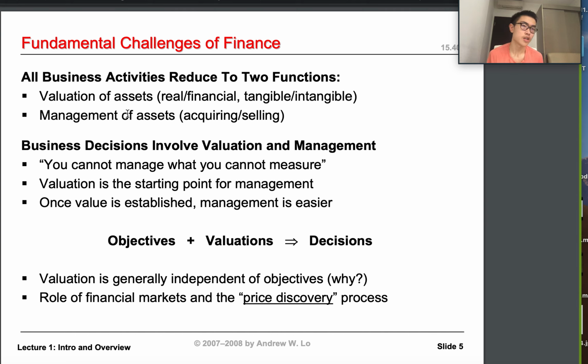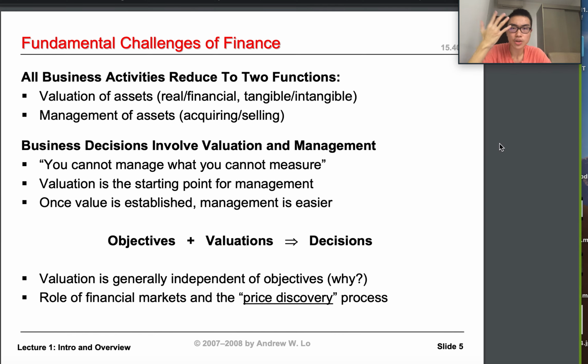Isn't it? If you don't get this, please talk to me. Because everybody wants money, right? Okay, so business decisions involve valuation and management. So these are actually the two fundamental challenges, but they are pretty complex. Because in finance, people are basically playing around with valuation and management. And business decisions heavily involve valuation and management.